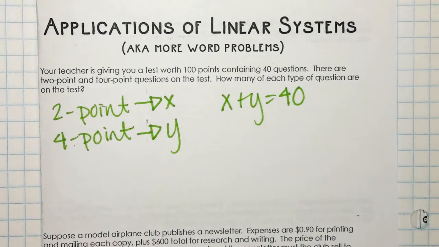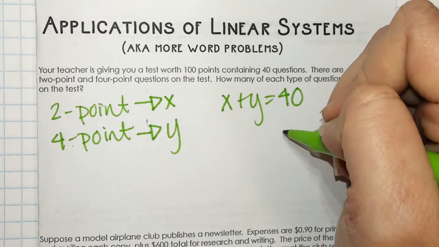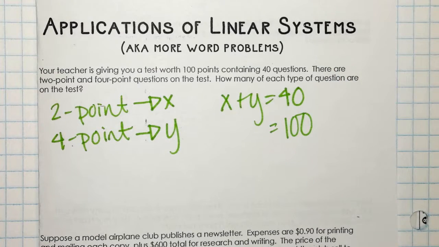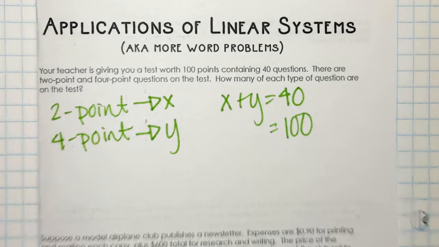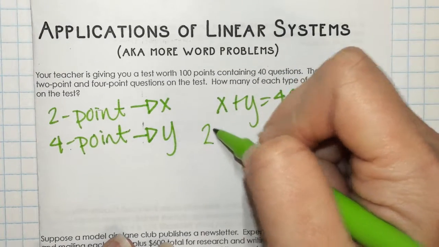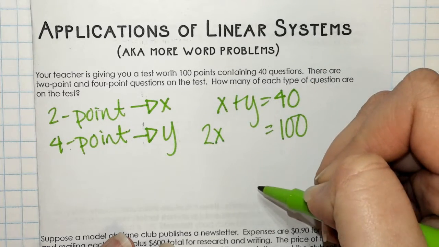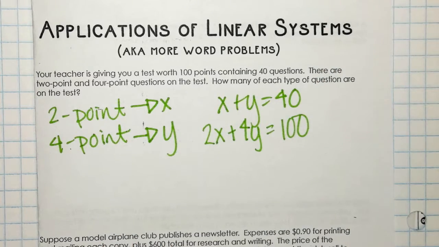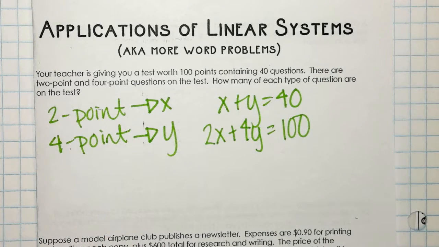Now, do we know any other information? It's 100 points, right? What can we do with that? Tell me how to do it. Put 2x and then 4y. What would I put in between those? You would do an add sign. And look at you go. Take a point. Great job.